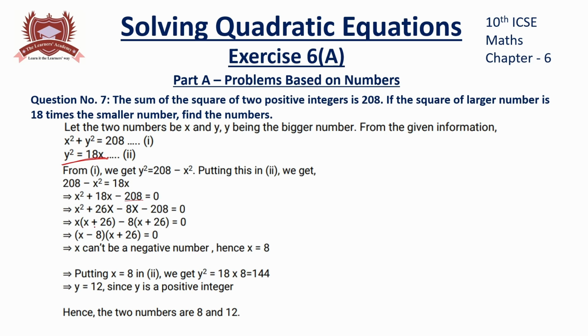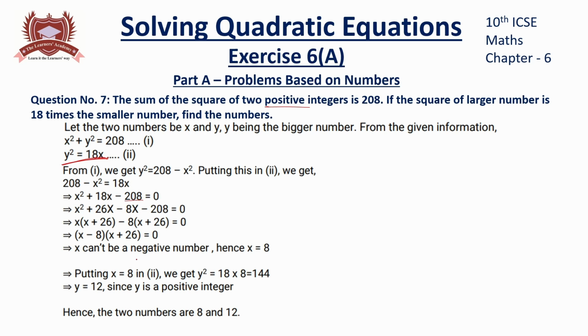पहले में कॉमन है x, तो it is x times x plus 26 minus 8 times x plus 26 is equal to 0, और I end up with x minus 8 times x plus 26 is equal to 0. x can't be a negative number. Why? Because it is given that it is a positive number. So we get x is equal to 8.